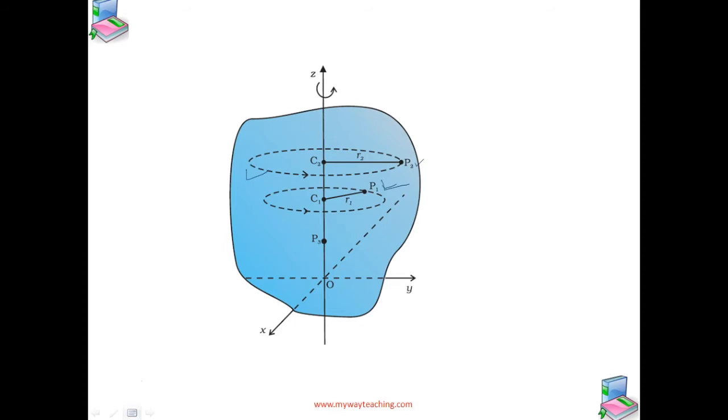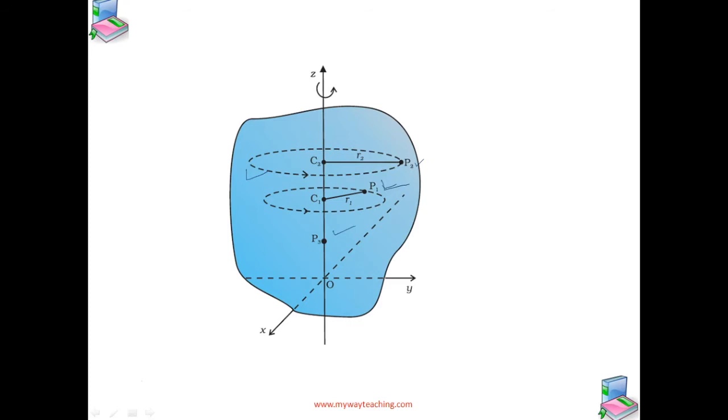For any particle on the axis like P3, which we have considered here, r is 0. There is no radius, the distance is 0. Any such particle remains stationary while the body rotates. Even though the body rotates, P3 is constant. This is expected since the axis is fixed and the point is lying on that particular axis.